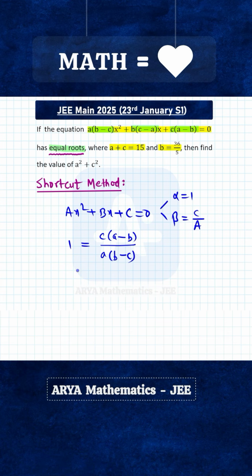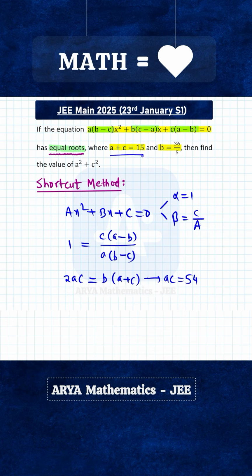So if you rearrange the terms of this equation, you will get twice ac equals b into a plus c. The values of a plus c and b are already given to us. So therefore from here you will get a into c equals 54. Right? A plus c is 15, b is 36 by 5. If you substitute those numbers, a into c will be 54.